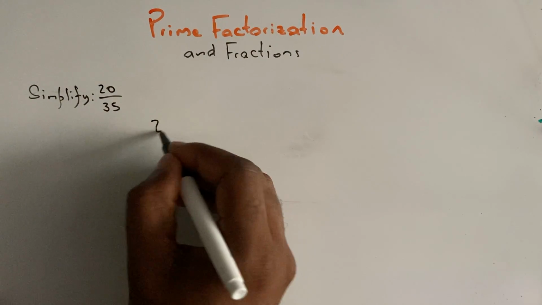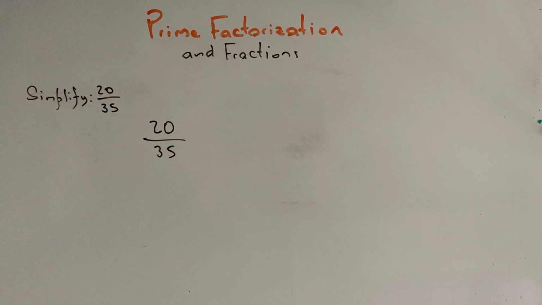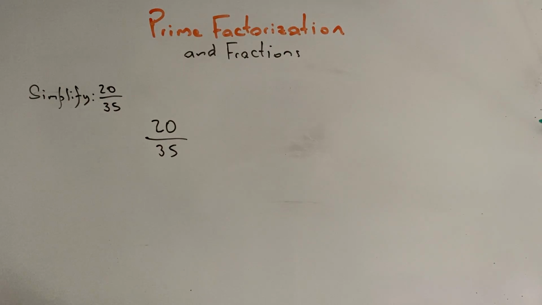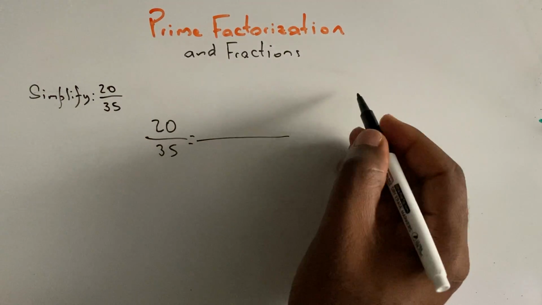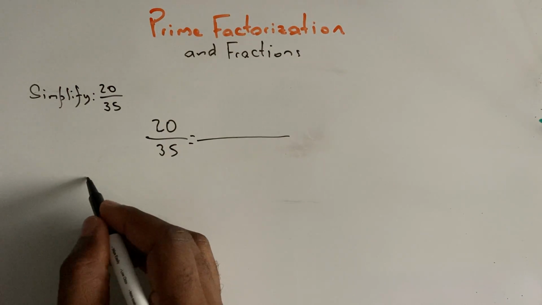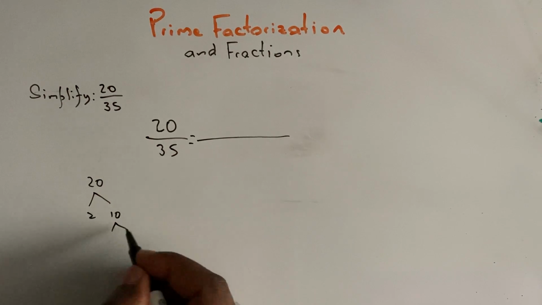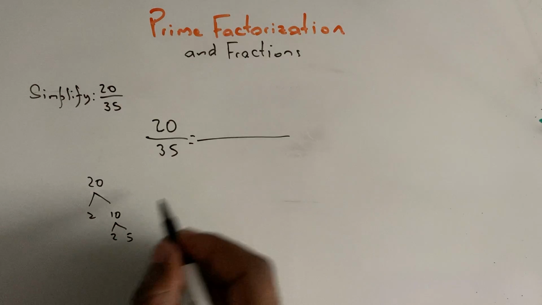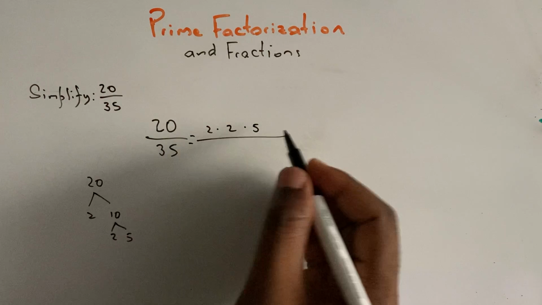So simplify 20 over 35. Now, one way you can do this, guys, is by getting the prime factorization. This is just to show you one method, right? So you can choose to get the prime factorization for 20. I'll do 2 times 10, then 2 times 5. So the prime factorization of 20 would be 2 times 2 times 5, which would be 20.